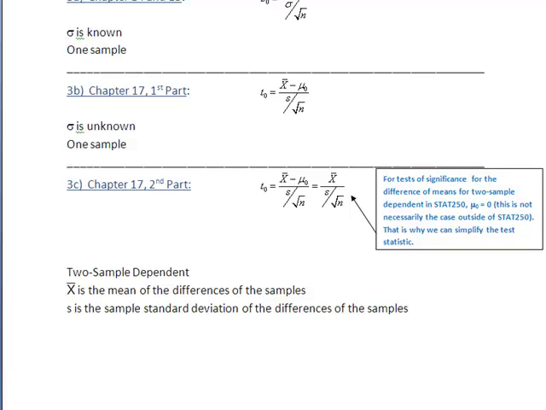Now at the end of Chapter 17, we got into two sample problems, two sample dependent. But what happened with the two sample dependent, remember, is that it basically became a one sample problem because we took the two samples, subtracted them from one another, each like person 1 from person 1 of the other sample. We got those differences, and we were taking the means and standard deviations of those differences. So our test statistic looks just like the one above it. It's x bar minus mu naught over s divided by the square root of n. But x bar is the mean of the differences, and s is the sample standard deviation of those differences.